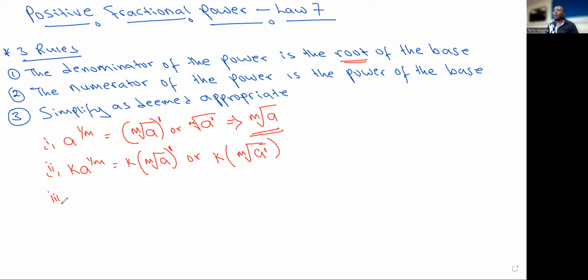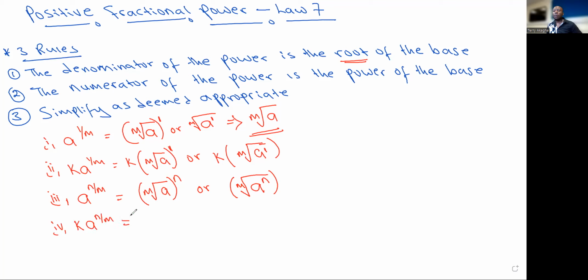The next one is when we have, for instance, a raised to power n over m. In this case, it's still the same thing. It's the mth root of a, all raised to the power of n. Or you can easily say, depending on which one you prefer, a raised to power n, then the mth root of all of it. So you can use any of them, depending on the value of a, the base, which will determine what to do. Now the other one is that you can also have k a to the power n over m.